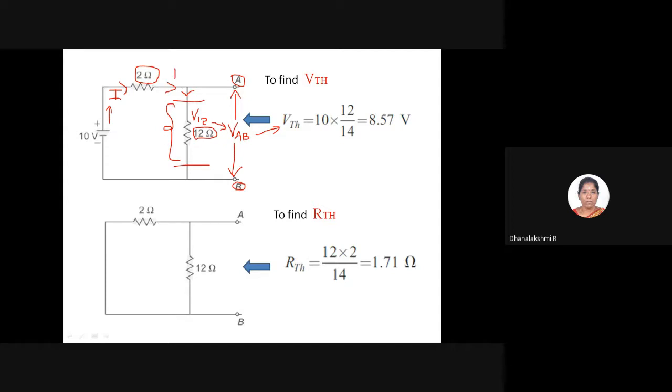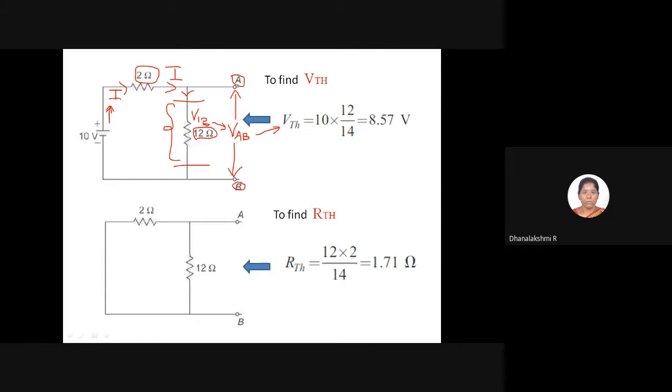So the current I that comes here is going to flow inside this 12 ohm, because current cannot flow into A, as it is the open terminal. The entire current that comes from the 10 volt source will flow into the 2 ohm, and the same current is going to flow into the 12 ohm. Therefore, we can say that this 2 ohm and 12 ohm are in series.